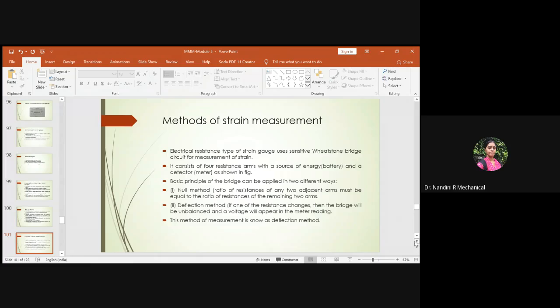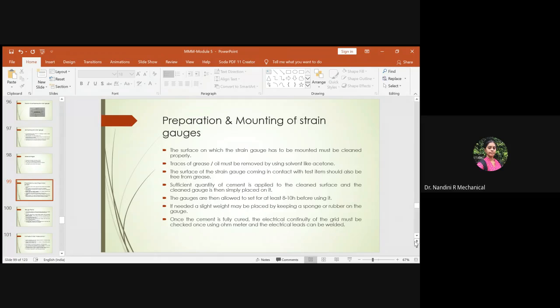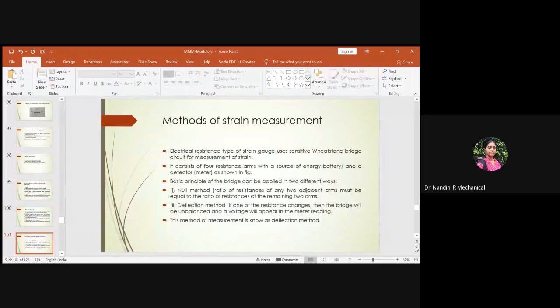So once you are aware of the strain gauges, the preparation method and the gauge factor, you should also know which methods are used in order to measure the strain. Usually we follow two: one is the null method and the other is the deflection method, which we have dealt with already in our experiments. So we are again telling the same stories.